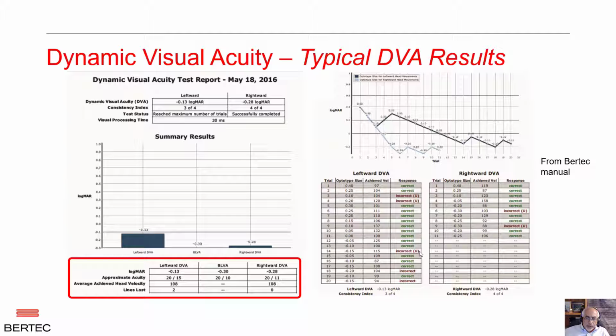Below the graphs, you also see more summary, which shows the results both in the logMAR form and also in the 20/20 format. The report includes the average head velocity during the testing for each direction and how many lines of acuity were lost compared to the baseline.